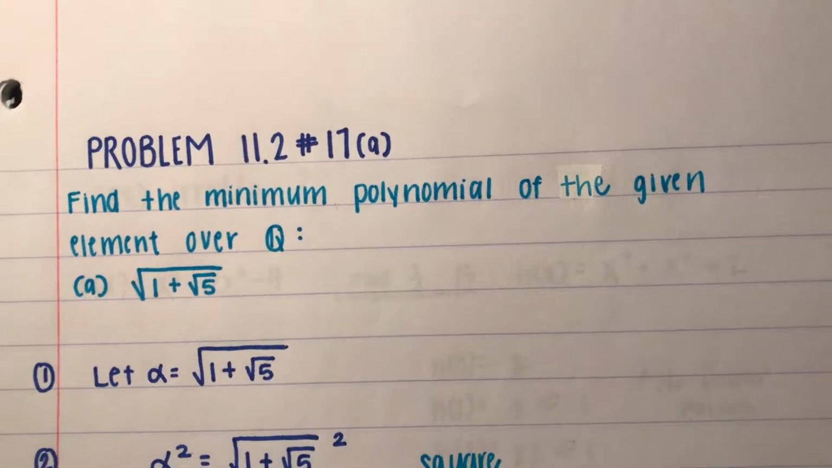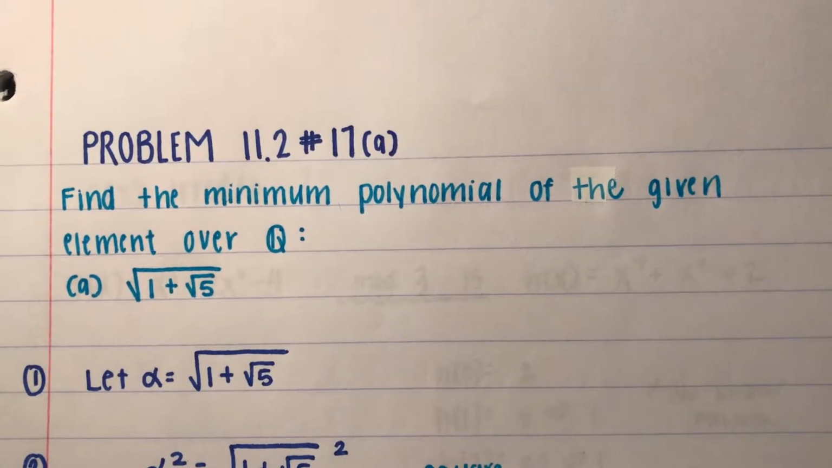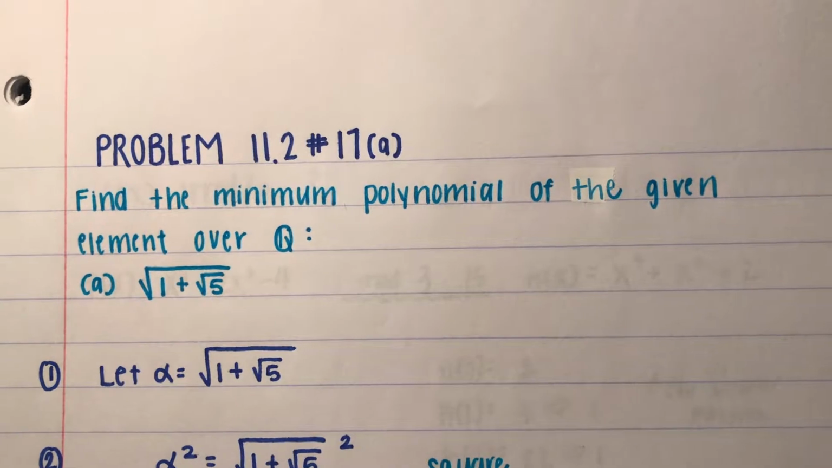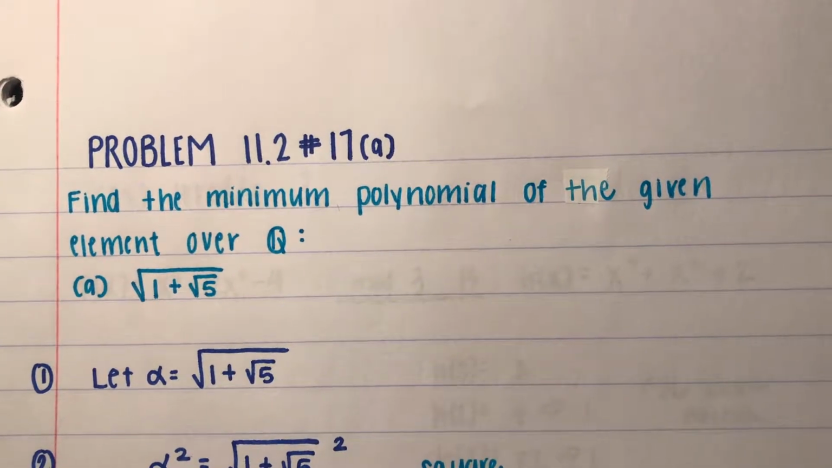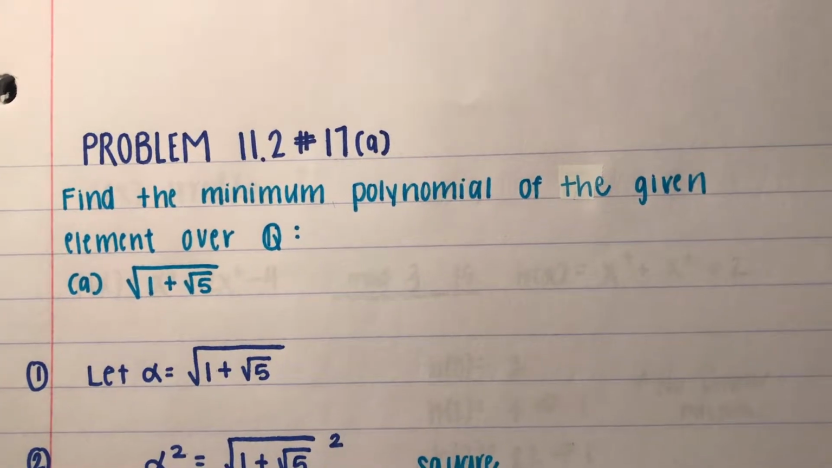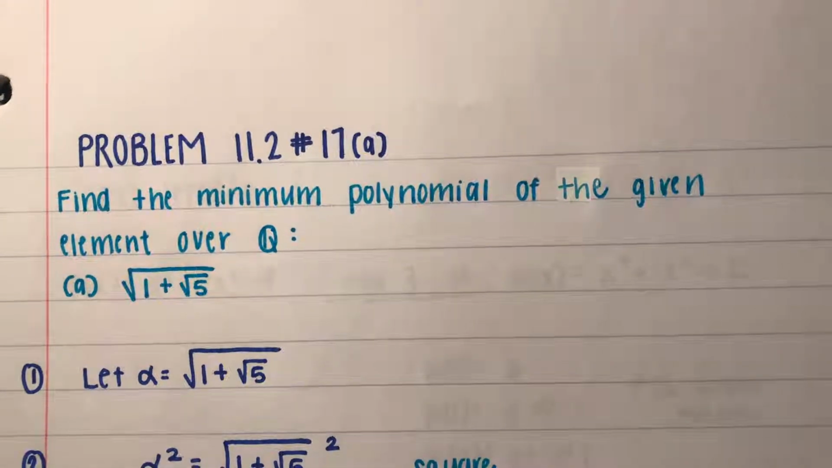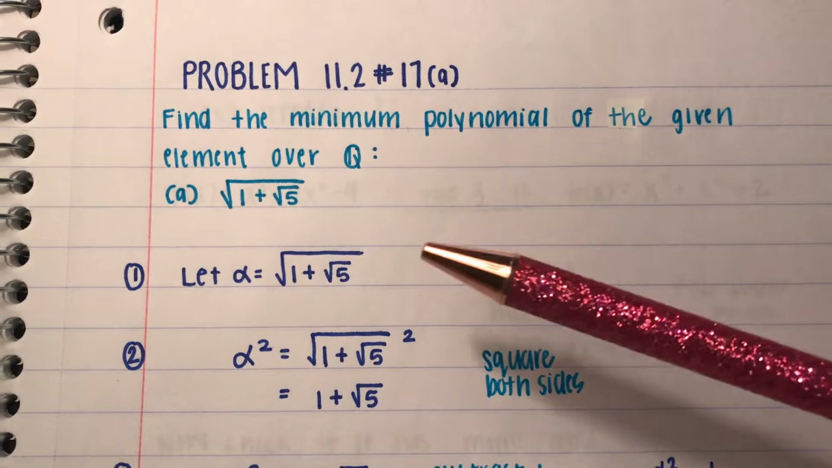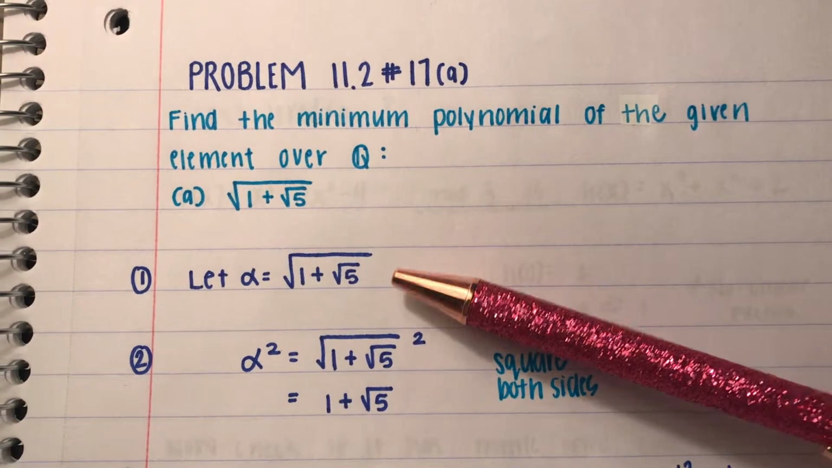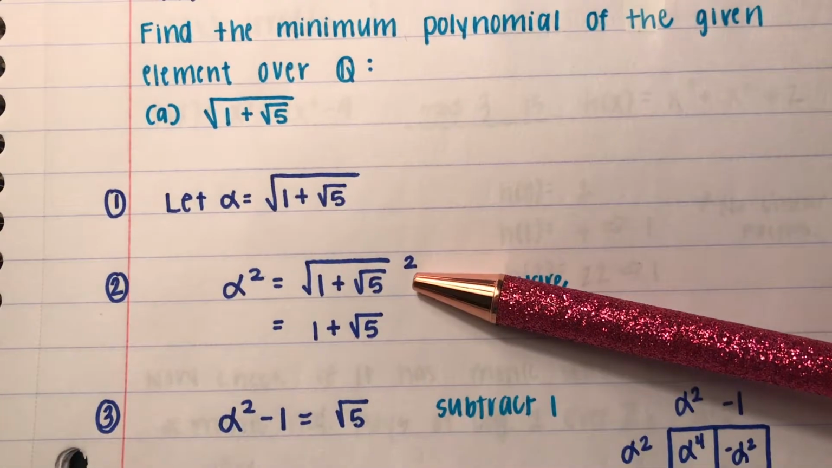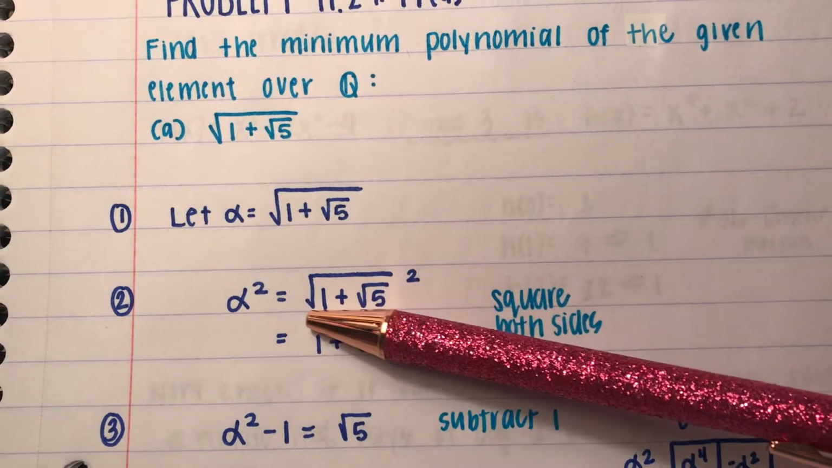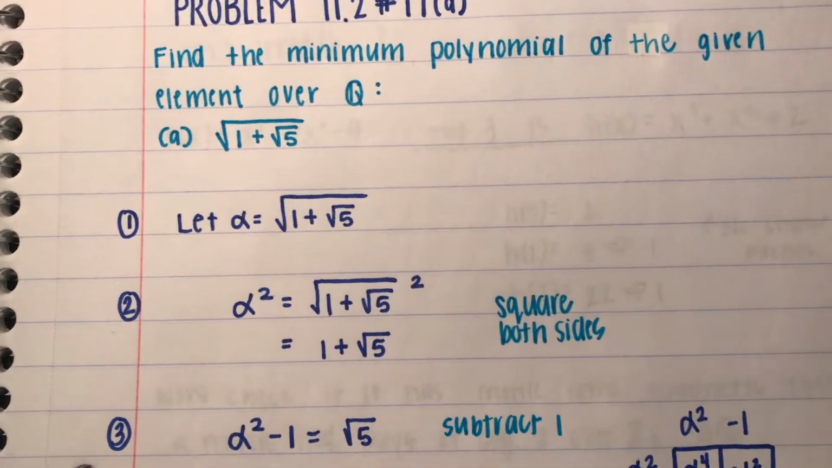My problem is from section 11.2, number 17a. It asks to find the minimum polynomial of the given element over Q of the square root of 1 plus the square root of 5. So first I let alpha equal this element over Q. Then I squared both sides so we can get rid of this main big square root.